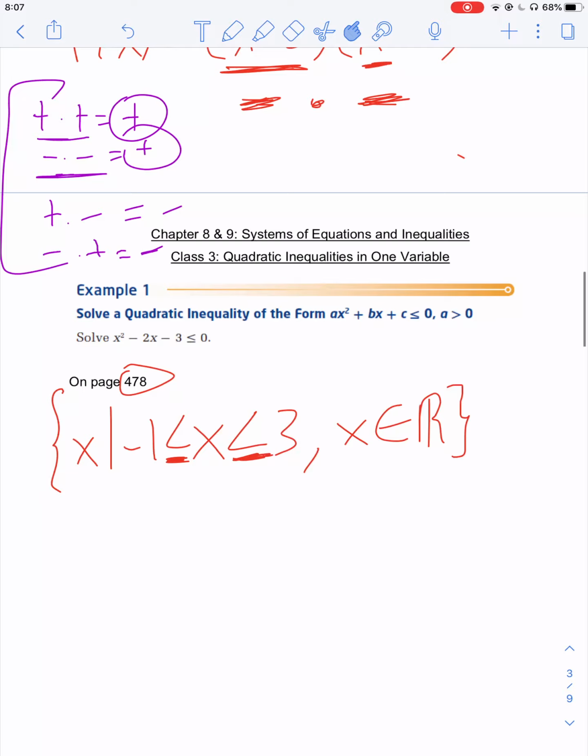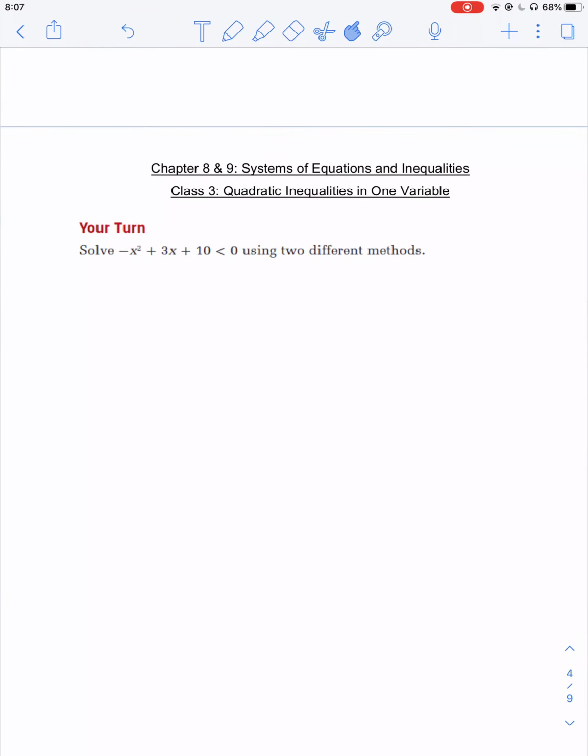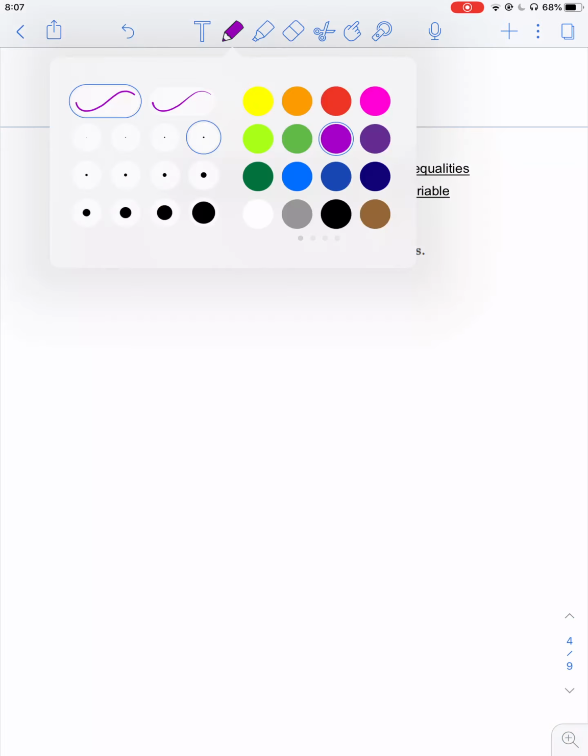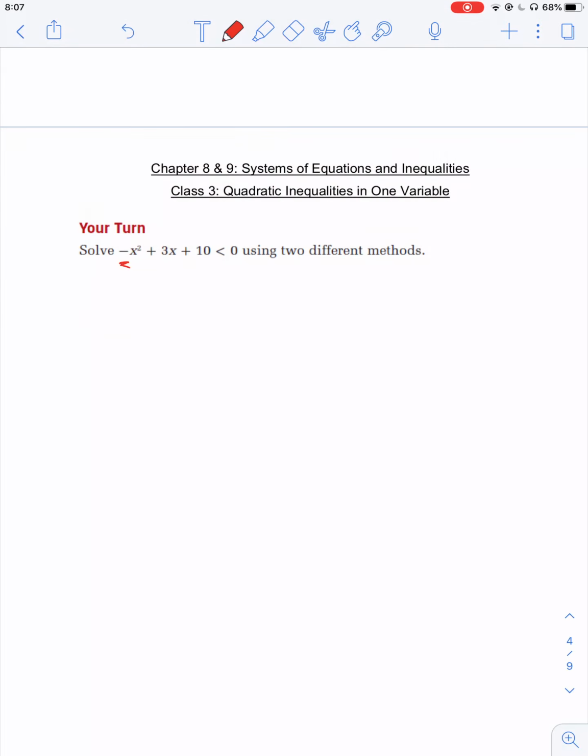Another question. This one's kind of hard. Why? Because your coefficient is not 1, so you can't really use the shortcut. Here, your a is equal to -1. Remember, your shortcut when you factor only works when a is equal to 1. Your textbook does this a little differently. They factor out the -1, so this becomes x squared minus 3x minus 10 is less than 0.